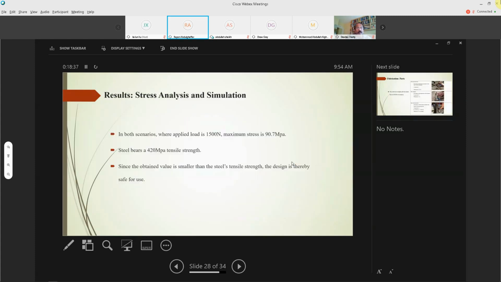As a result, in the simulation, in different scenarios, we applied a 1500 Newton load on the wheelchair, and we know the steel has a tensile strength of 420 megapascal, and the maximum stress we got in our simulation is 90.7 megapascal. That means that the design is safe and it has a lower value than the actual.